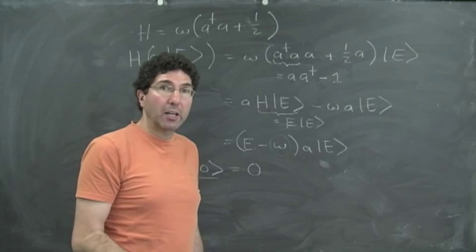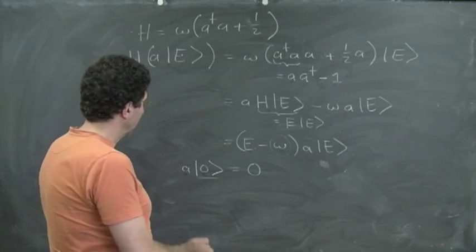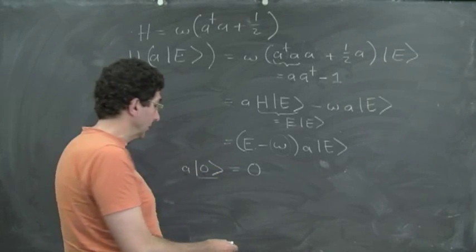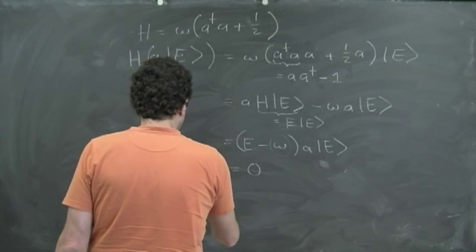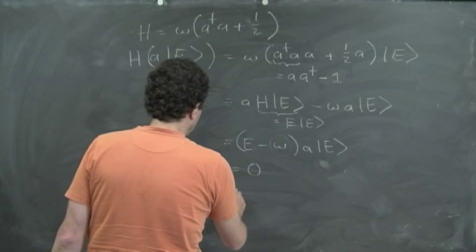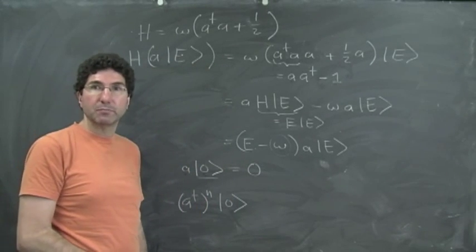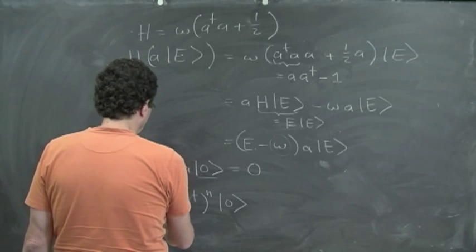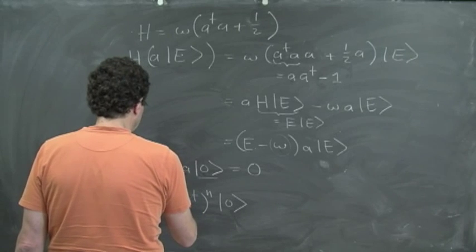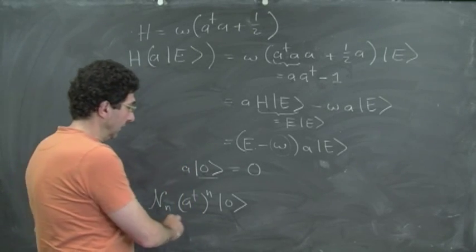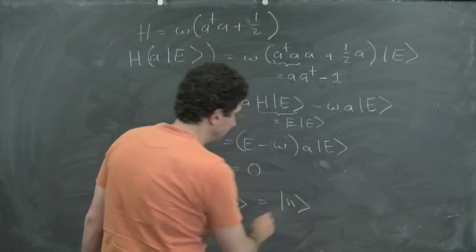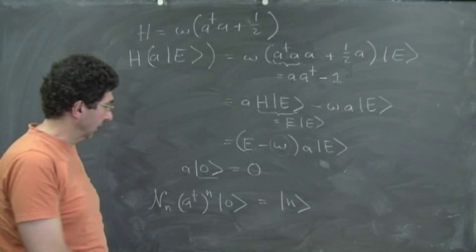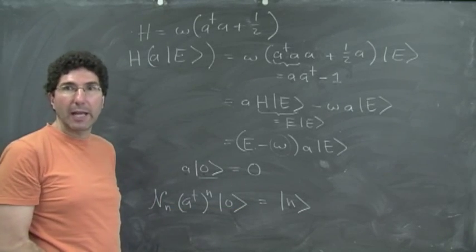And then another set of states that has to be there is any state that we can get by acting on this one with any number of A daggers. So we can consider A dagger raised to an arbitrary power n acting on that state. And we'll normalize that state by some normalization factor, script N sub n, and we'll call that state |n⟩, which is labeled by the number of A daggers that we have acting on this.